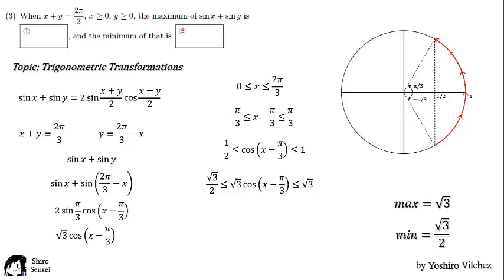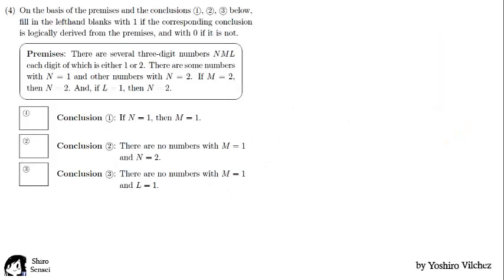Next question. On the basis of the premises and the conclusions 1, 2, 3, fill in the left-hand blanks with 1 if the corresponding conclusion is logically derived from the premises, and with 0 if it is not. So the topic here is logical propositions. First we read the premises.